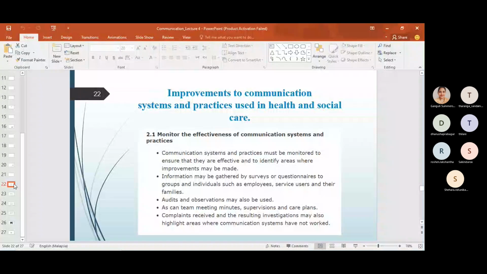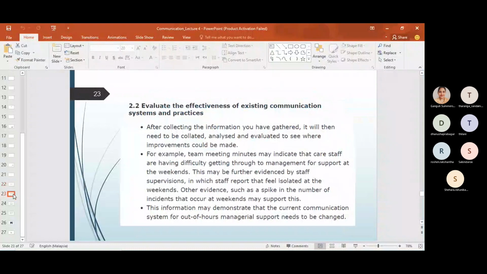Okay, so audits වලිනුත් you can monitor the current effectiveness of the communication systems and practices that you currently have. Okay, and other than that, meeting minutes, supervisor reports, care plans, complaints, ඒ වගේ දේවල් වලිනුත් you can get an idea about the current effectiveness. Okay? And then once you gather all the needed information about current effectiveness, you need to start evaluating.